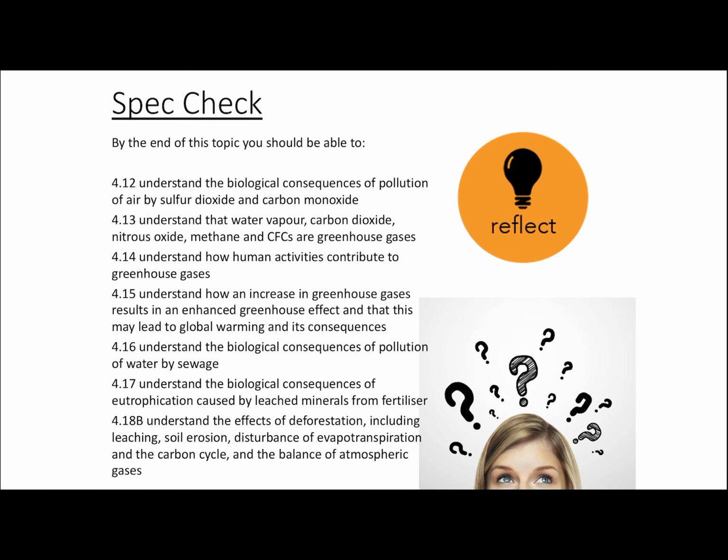Now you have reached the end of your human impacts topic. So what I'd like you to do is to go back to the front of your booklet in OneNote, and you should see this specification check going from 4.12 right down to today's lesson 4.18. And just do a bit of a spec check, reflect yourself. By doing your work on OneNote, have you managed to cover all these key points? Or is there something you're still unsure of and you need to get in contact with your teacher about?